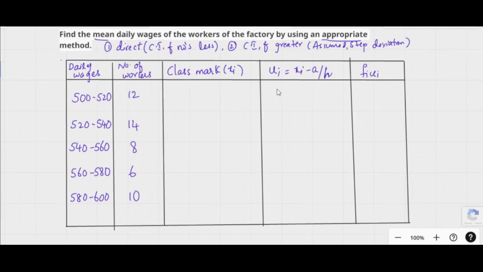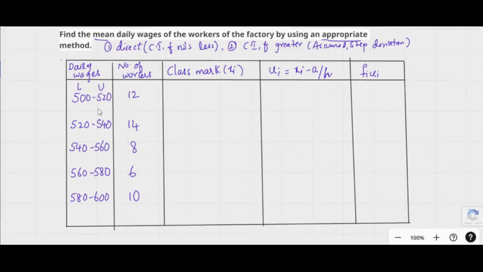Here, these are the class intervals that they have given. This is the lower limit and this is the upper limit. They will give you the grouped data. From this grouped data, we are going to find our class mark. By using the lower and upper limit, we will get our class mark.